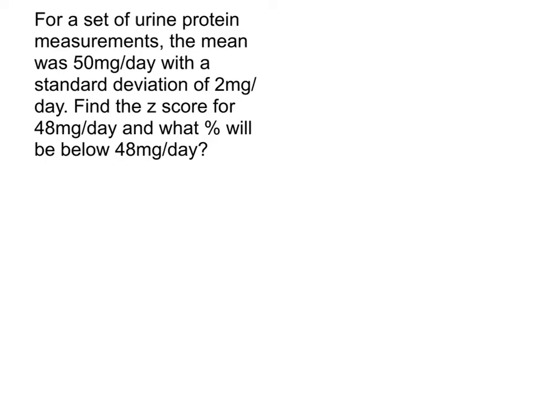So for a set of urine protein measurements, the mean was found to be 50 milligrams a day with a standard deviation of 2 milligrams a day. So we're going to find the z-score for 48 milligrams a day, and then that's part A, and then what percentage will actually be below.